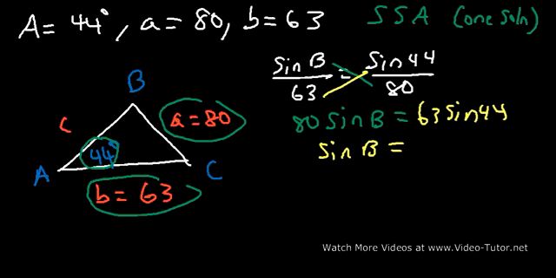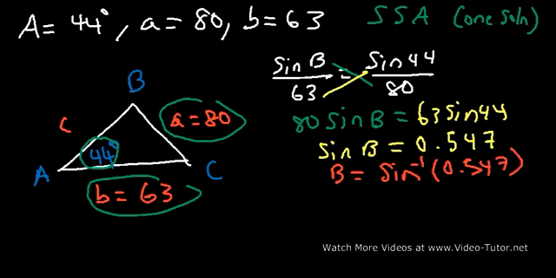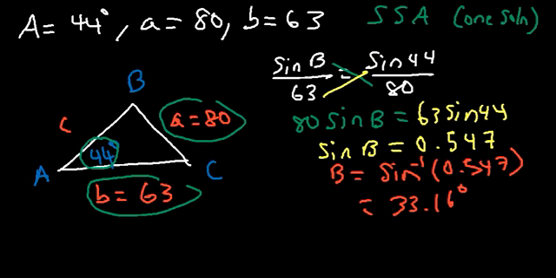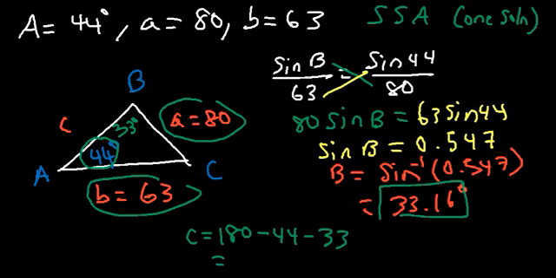So if we divide both sides by 80, 63 sine 44 divided by 80, as a decimal I got 0.547. So now what you want to do is take the inverse sine of 0.547. If you do that, you're going to get angle B, and that's about 33.16 degrees, which we're just going to say 33 degrees for B. Now, if you want to find angle C, it's 180 minus 44 minus 33, which is 103.